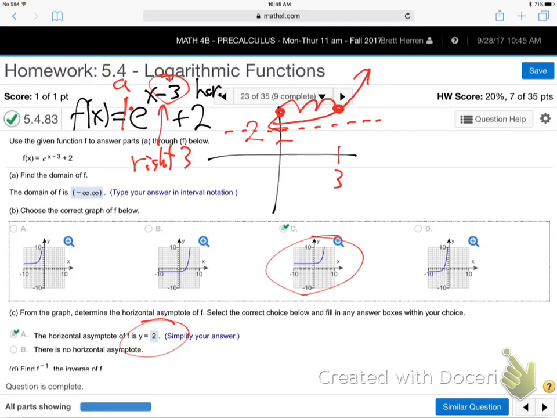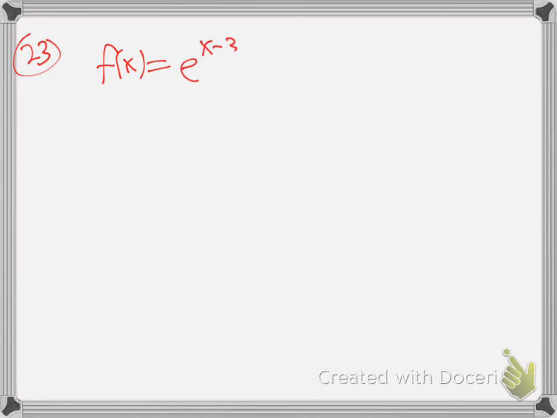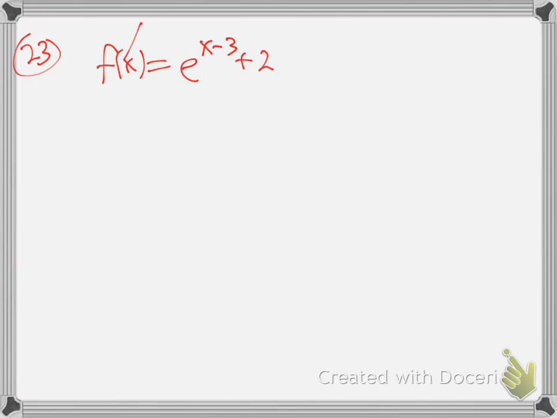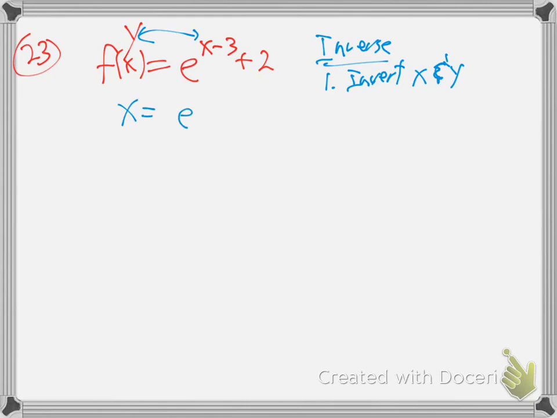E to the x minus 3 plus 2. So find the inverse. To find the inverse, this is y. Right? So to find an inverse, number 1, we invert x and the y. So the y becomes x, the x becomes y. And then we got to solve that for y.